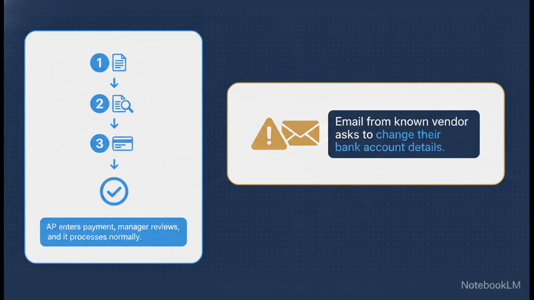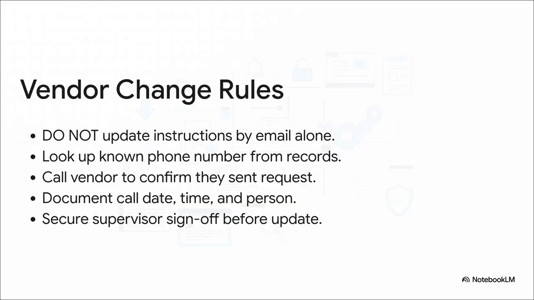It looks exactly like it's from a trusted vendor you've worked with for years. And the email says, "Hey, we've changed our bank account. Please update your records and use this new account for all future payments." Listen to me, this is a massive red flag. Often, this is business email compromise, or BEC, where a criminal is actively impersonating your vendor. If you ever receive a change request like that, your response has to follow these non-negotiable rules.